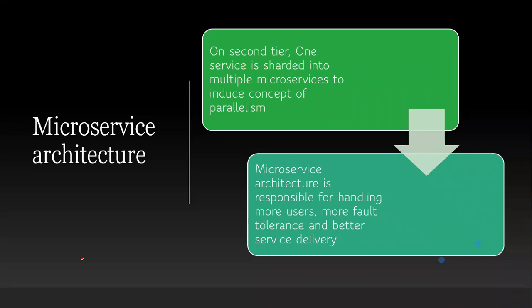What is microservice architecture in cloud? As we have seen on the second tier, one service is sharded into multiple microservices to introduce the concept of parallelism. Microservice architecture is responsible for handling more users, more fault tolerance, and for better service delivery.